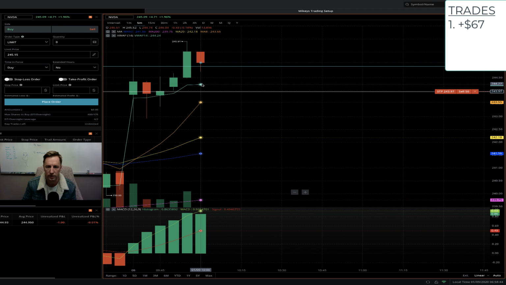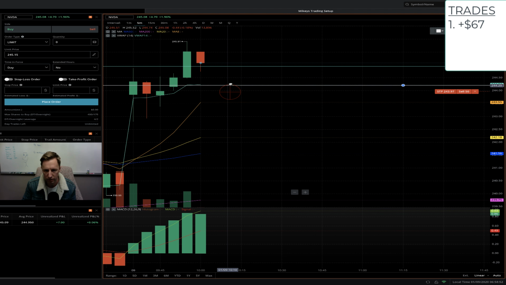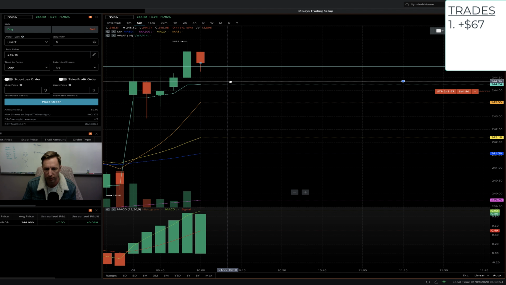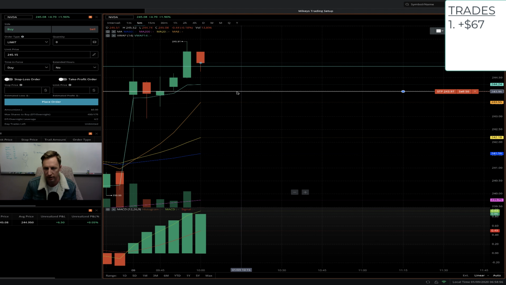My stop loss is here below the VWAP, so if it does break through this, I really don't want to be in the trade. I would typically have my stop loss right around here, but since it's right above the VWAP, I just want to be protected behind the wall while this trade plays out. So let's go ahead and see what happens.